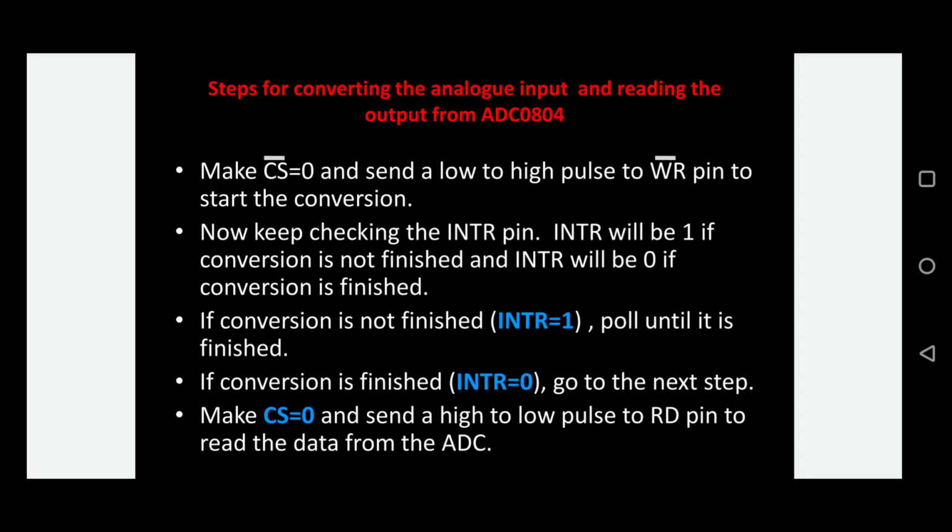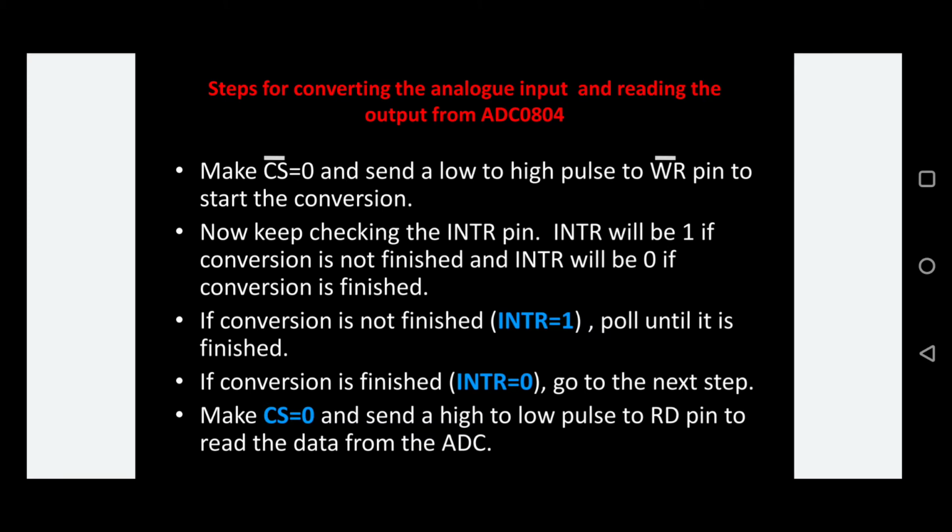See the third point. If the conversion is not finished, that is, interrupt equals 1, high, we poll until it is finished. We have to keep checking the interrupt pin. We want the interrupt pin to be equal to 0. If it is 0, the conversion is finished, and then we move to the next step.